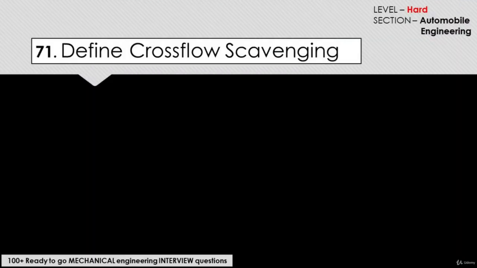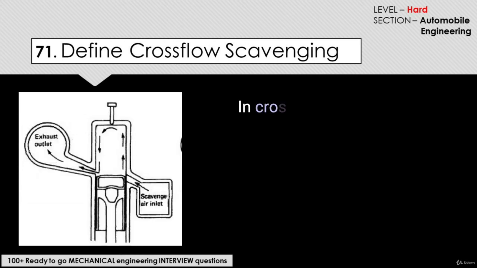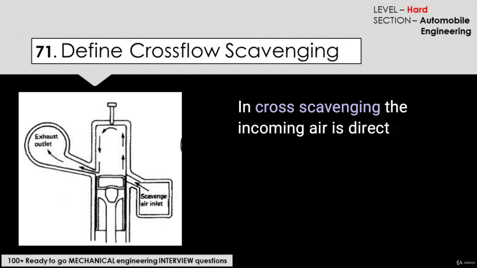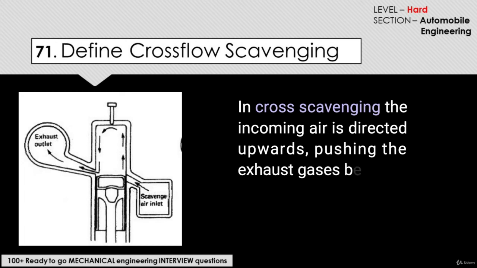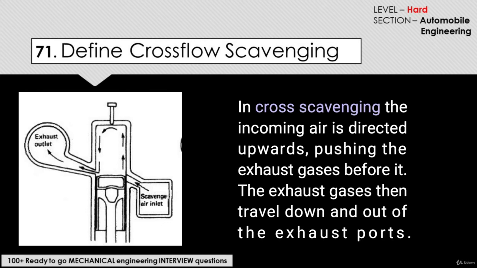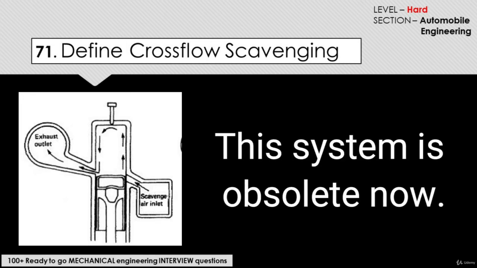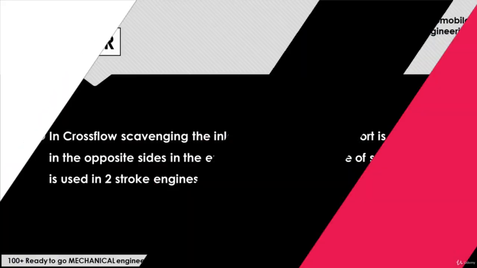Define cross-flow scavenging. In cross-flow scavenging, or simply cross scavenging, the incoming air is directed upward, pushing the exhaust gases before it. The exhaust gases then travel down and out of the exhaust ports. However, this kind of system is obsolete now. They are not in use.